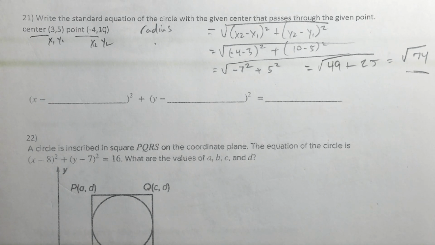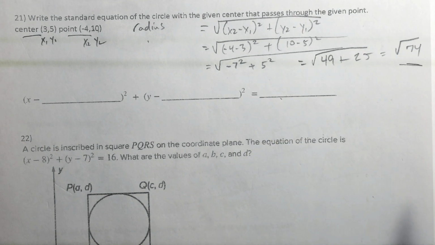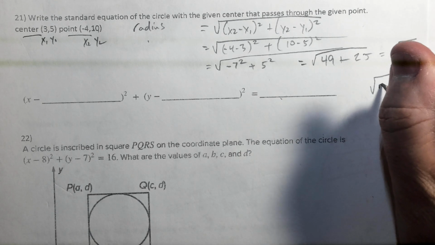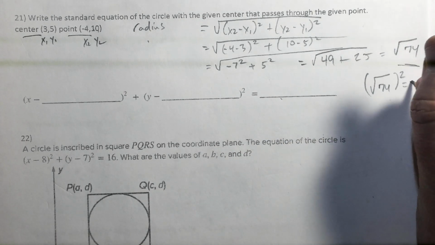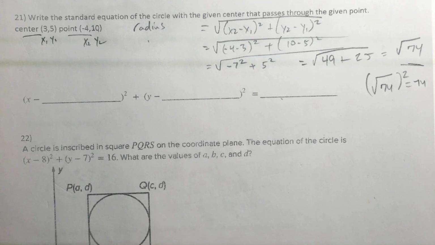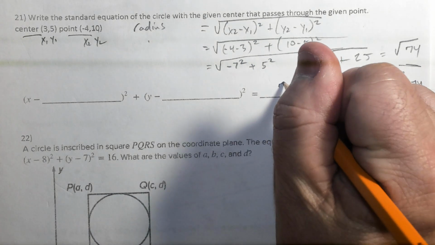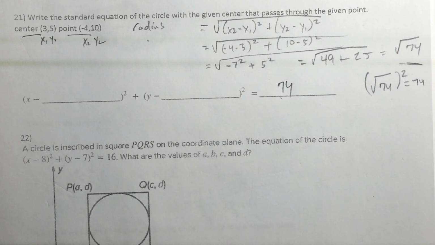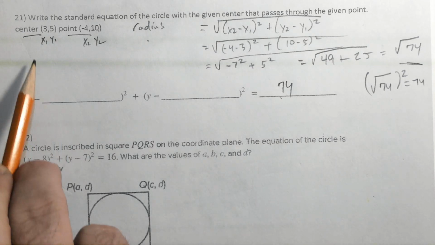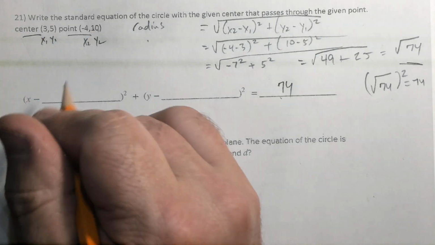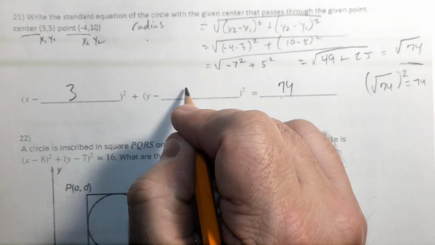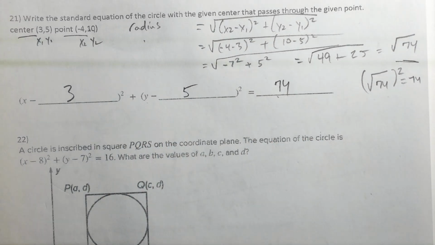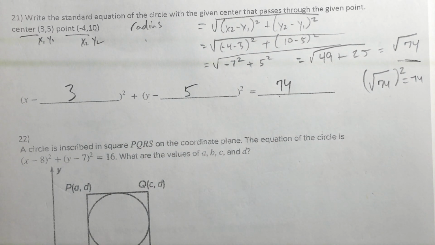So the square root of 74 squared is 74. Because you just take the box off. So here's your 74. Now, you have our center, so x minus h, so x minus 3, y minus k, y minus 5. That was just that simple. We just needed to know the distance formula.